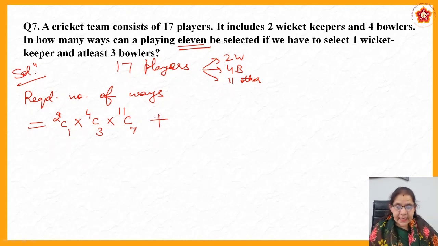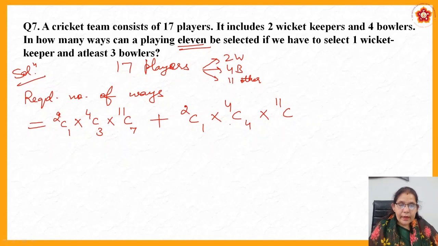Now let's look at the second term. In this we are going to have, instead of 3 bowlers, can we have 4 bowlers? Because they said at least 3 bowlers. So that means we can select 4 bowlers also. So let's first choose the wicket keeper. Out of 2 we have to keep only 1 wicket keeper. Out of 4 bowlers we can have all 4 bowlers.